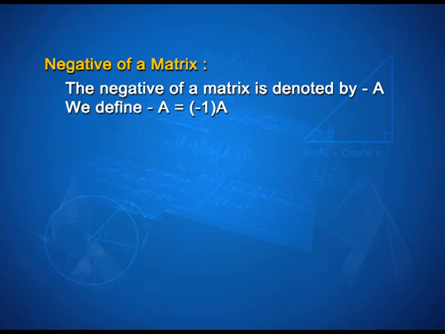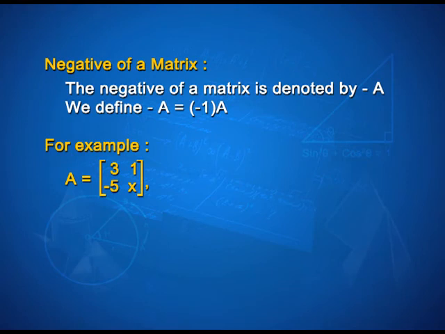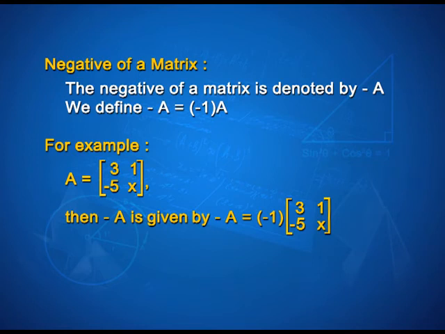Now, what is the negative of a matrix? The negative of a matrix is denoted by minus A, and we define minus A as minus 1 into A. For example, A is equal to 3, 1, minus 5, x, then minus A is equal to minus 1 into A, that is minus 1 into 3, 1, minus 5, x. So, every element is multiplied by minus 1 and we get minus 3, minus 1, 5, minus x.